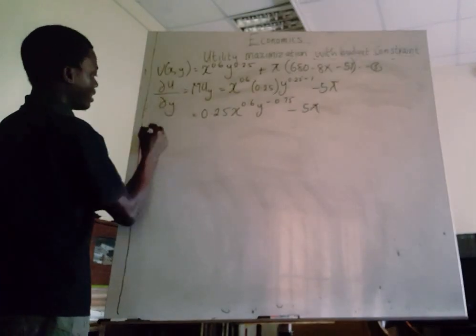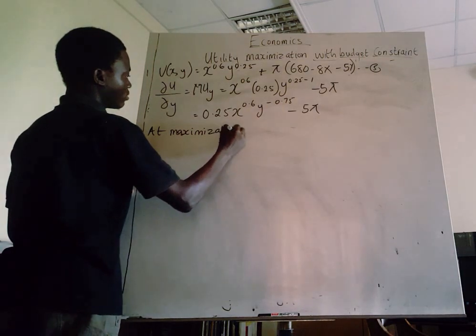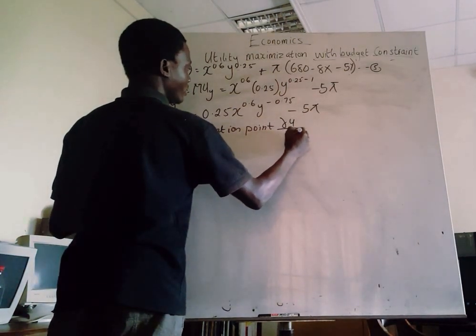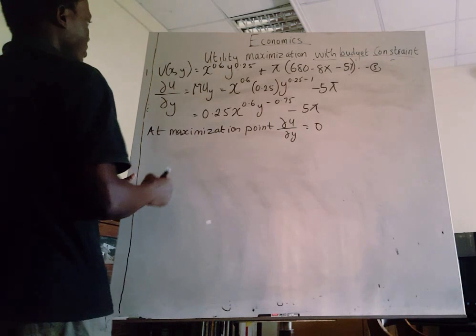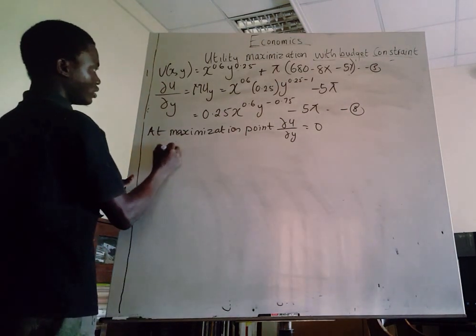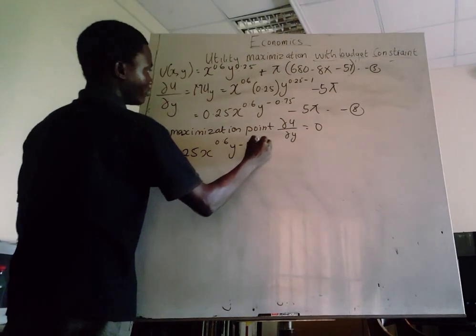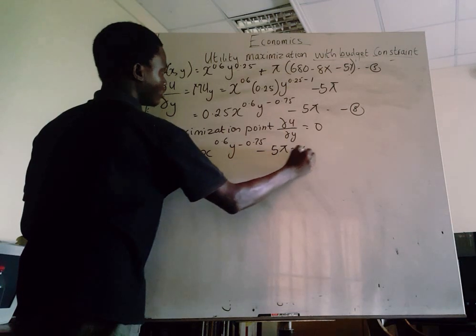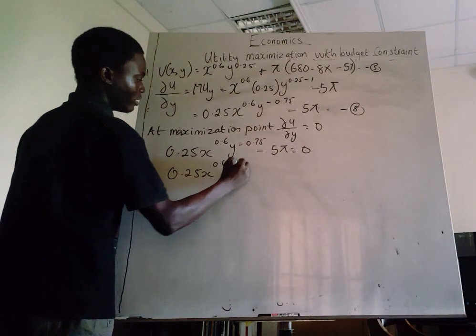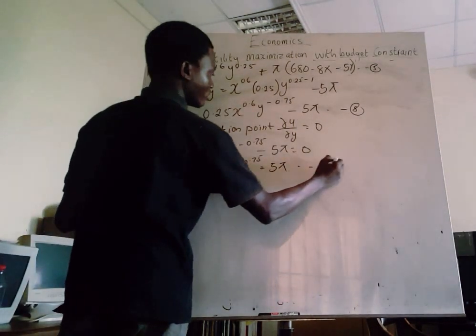So at the maximization point, du/dy equals 0. This is equation 8 equals 0. So what do we have? We now have 0.25 x to the 0.6 y to the minus 0.75 minus 5 lambda equals 0, and this becomes 0.25 x to the 0.6 y to the minus 0.75 equals 5 lambda. This is equation 9.